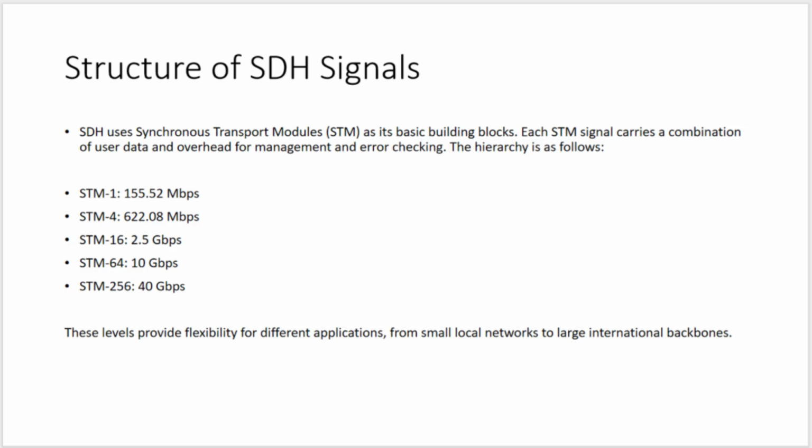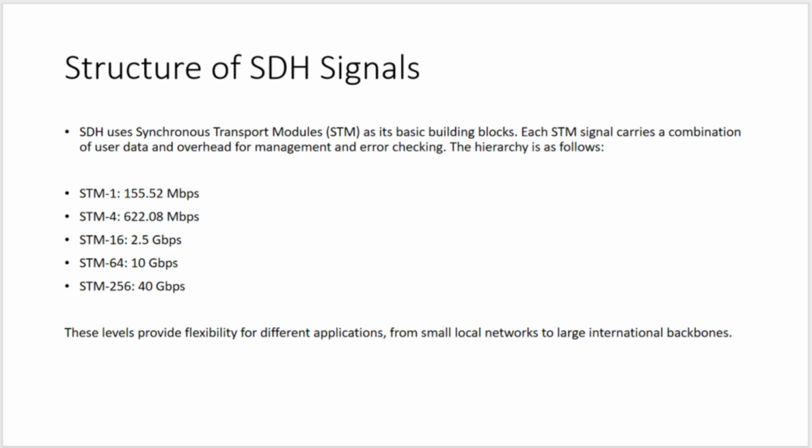STM-1 is 155 meg, and STM-4 is 622 meg, and STM-16 is 2.5 gig, STM-64 is 10 gig, and STM-256 is 40 gigabit. So these levels provide flexibility for different applications, from small local networks to large international backbones.